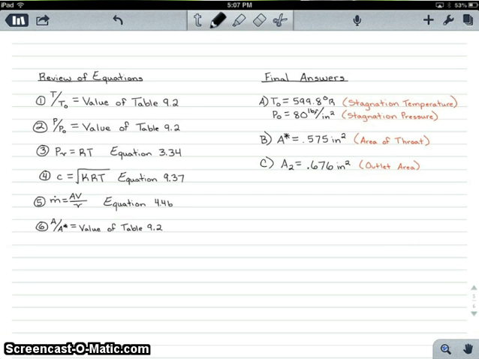Now to review the final answers to your initial problem. A, T naught equals 599.8 degrees Rankine, which is the stagnation temperature. P naught equals 80 pound-force per inch squared, which is the stagnation pressure. B, A asterisk equals 0.575 inches squared, which is the area of the throat. And C, A2 equals 0.676 inches squared, which is the outlet area.